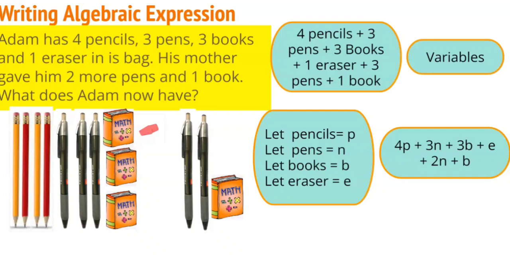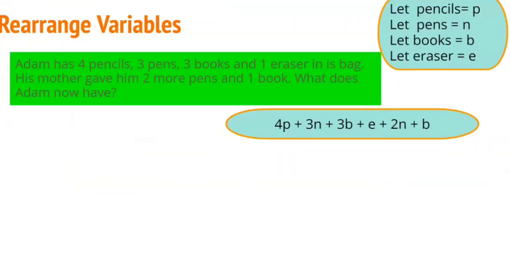But if we look at this problem, we see that we have 2 N terms. We have 3N and we have 2N. Same way, if we look at the graphics, we realize that we have pens in 2 places. If we were supposed to rearrange these things, we can further simplify this expression to make it even shorter.